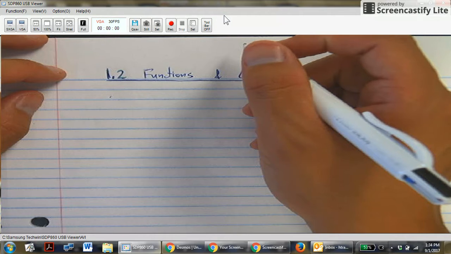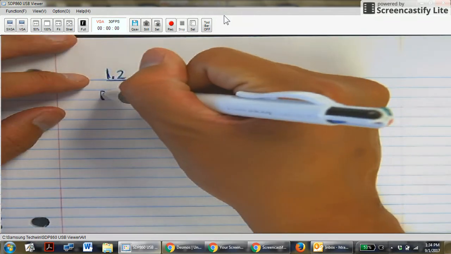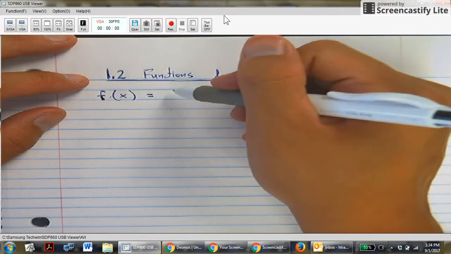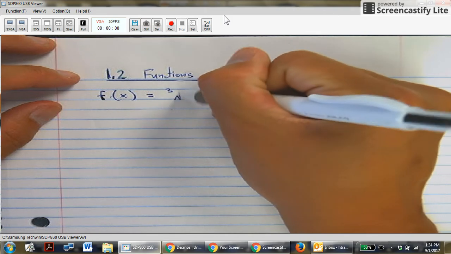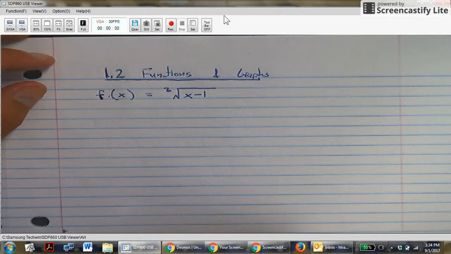Okay, so first of all, let's talk about a function. What is a function? You typically see it written as something like f of x is equal to some kind of equation such as this, the cubic root of x minus 1. What do you know? That's something that I brought up earlier.